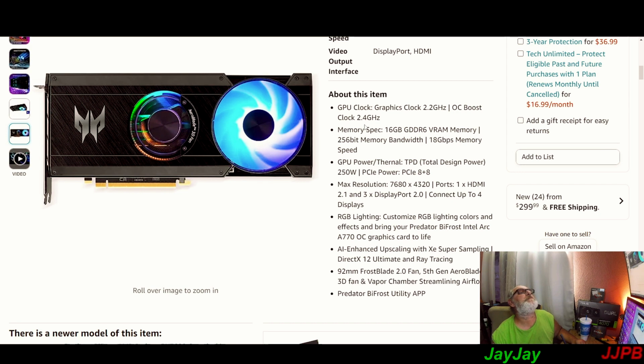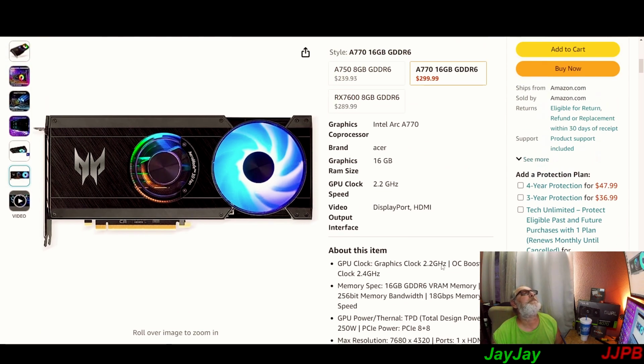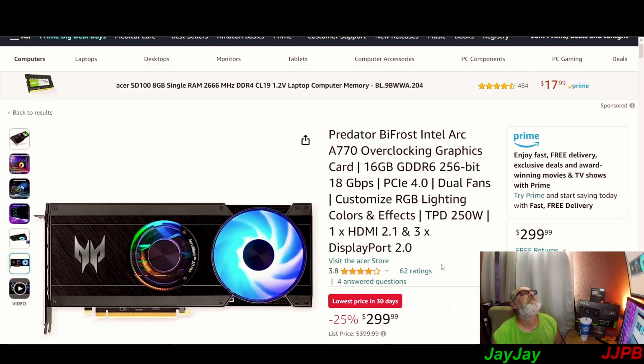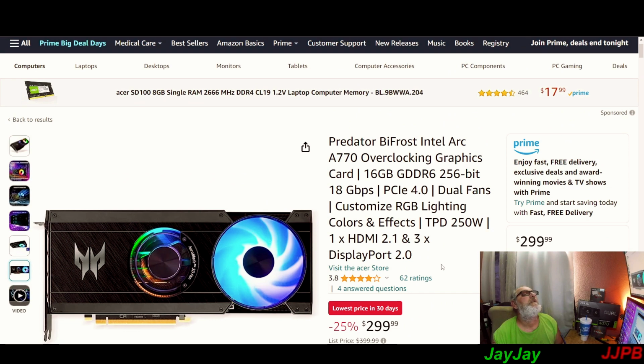Okay, OC boost clock 2.4 gigahertz. So, PCIe power 8x8. That's not bad. Overclockable. Wow. Not too shabby.